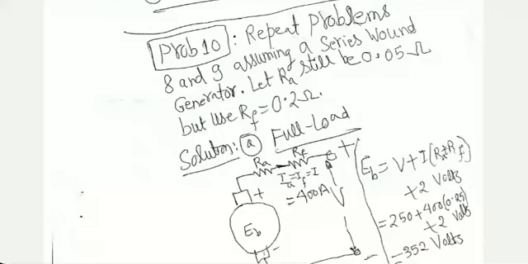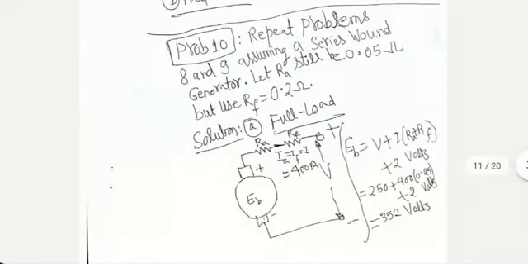RF cannot be very high because that would kill the performance. So I am letting RF change to a smaller value here compared to previous problems, but RA is the same. I am letting RF be only 0.2 ohm. And let's try to figure out how much back EMF would be necessary at full load. All the ratings are borrowed from previous problems.